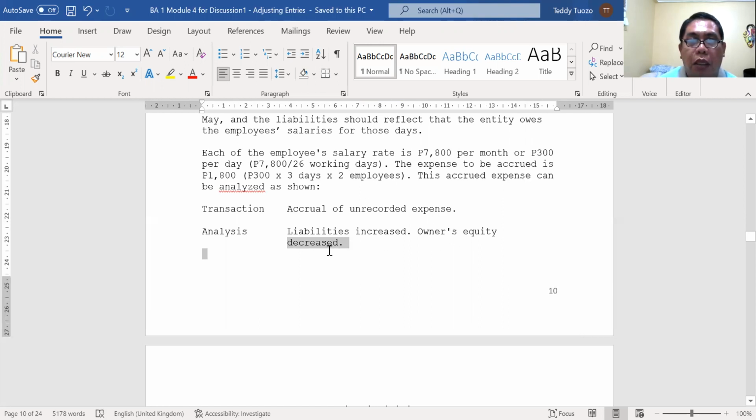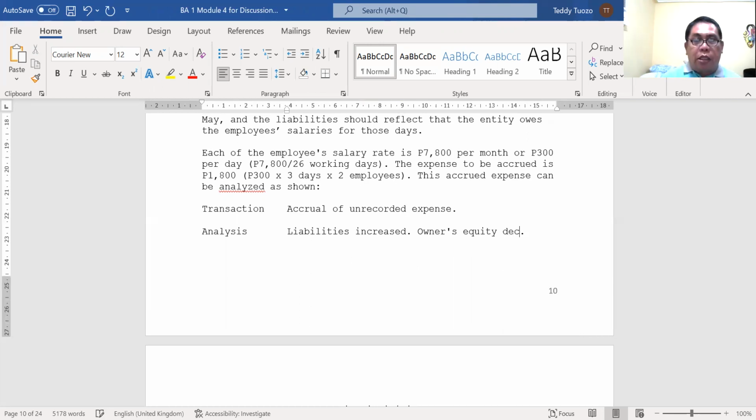Increase dapat buing. Oo, decrease ba kay? Sorry, kay expense man ang tag-recognize. Sorry, kay expense pa man si Jakas. Liability increase and owner's equity decrease.